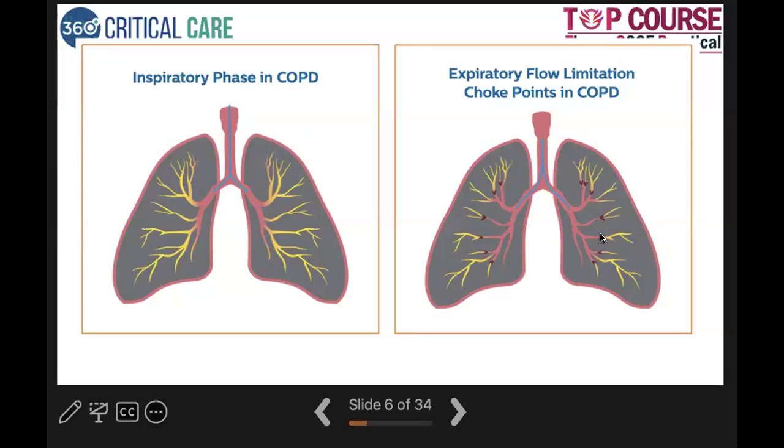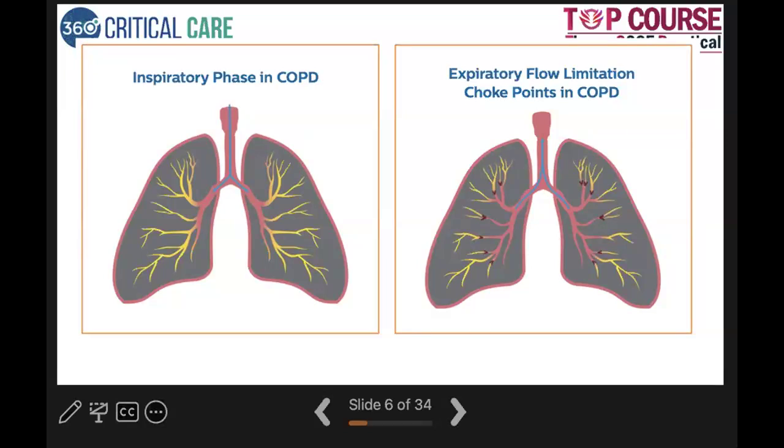Is there any doubt with this concept? If you have, please raise your hand. We'll go again, because this concept is important when you are going to discuss the waterfall phenomenon or the ventilatory management of COPD. Is that okay? Can we proceed to the next slide?